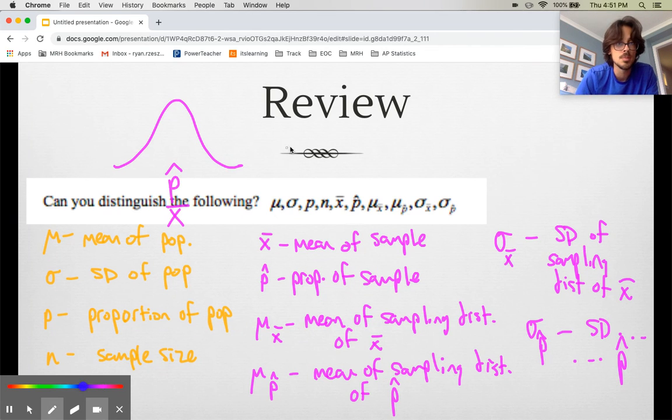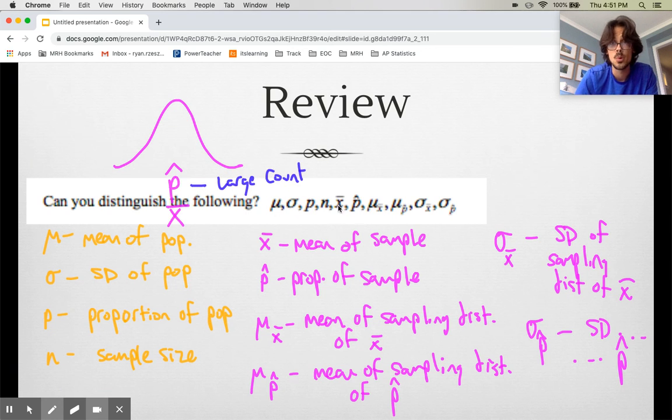With p problems, it's the large counts condition. So n times p and n times 1 minus p are both greater than or equal to 10. And for x bar, it's either the 30 thing or the population being normal. Either of those could work out. So if you've got that going on, most of these problems end up being just a normal CDF.